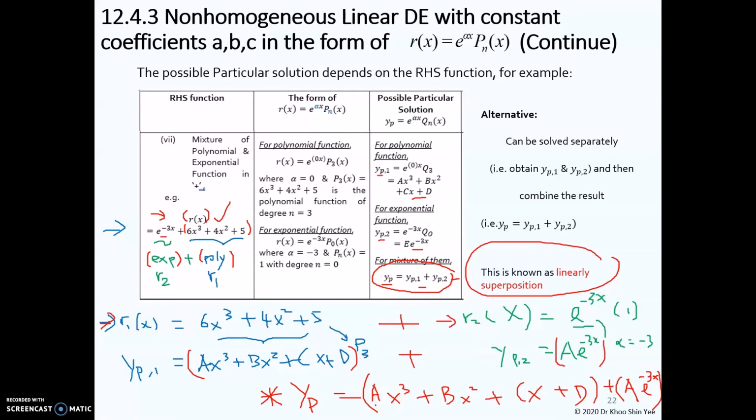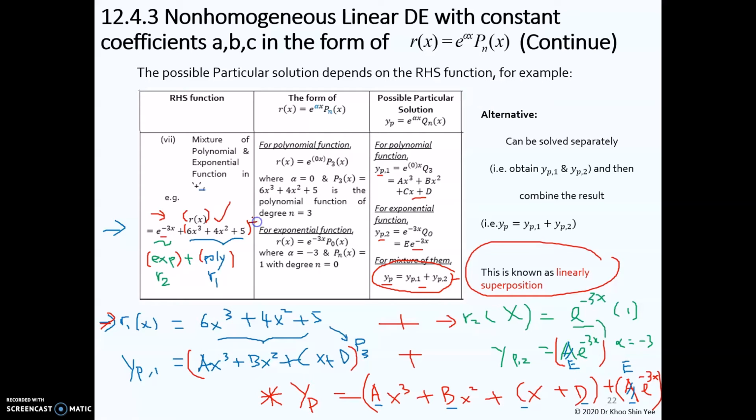You need to be careful with the coefficient. Make sure you don't use the same symbol for different coefficients. For example, in this case, you are using the same symbol A here for different coefficients. Therefore, you should change the A here to another symbol. Let's change it to E.